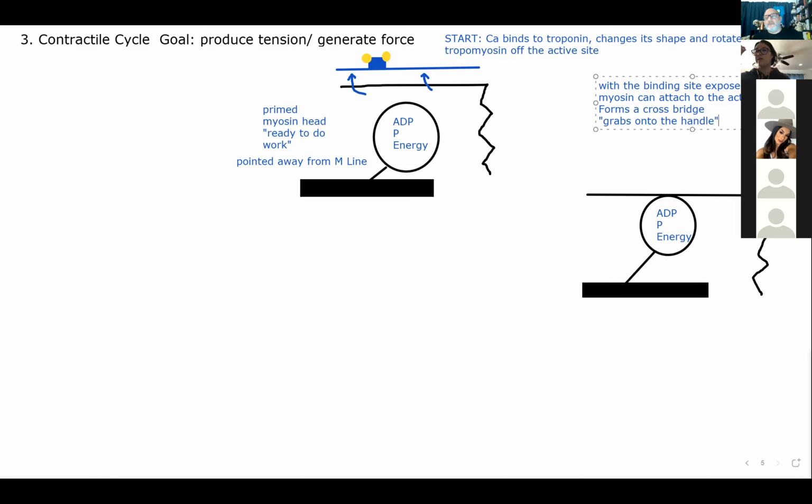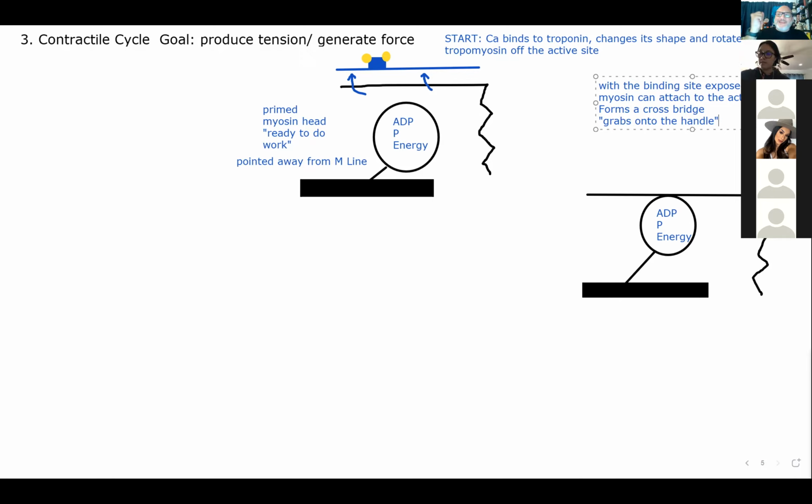So if we use an essay question, forms a cross bridge, do you want us to explain what that means? Sure, yes. That it attaches. Again, you don't have to say that it grabs on the handle, but it attaches. We explain that it attaches, because I don't want you to just memorize a fancy term. Make sure you understand what that term means.